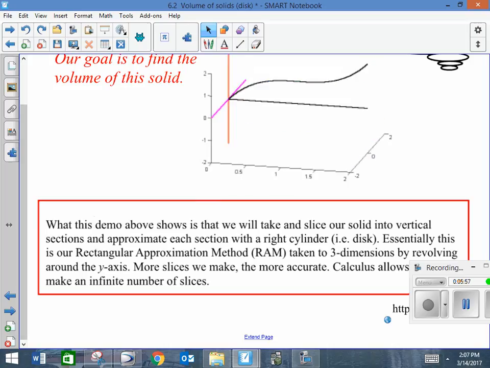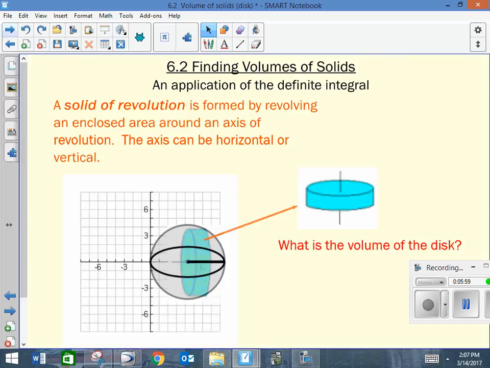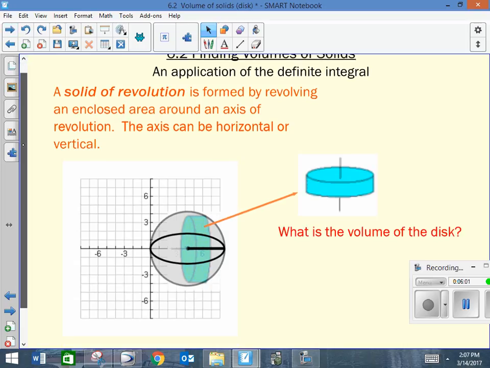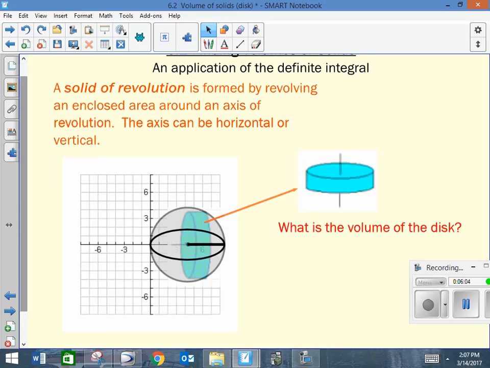Okay, so let's get a move on here. A solid of revolution is formed by revolving an enclosed area around an axis of revolution. So we already talked about that. The axis is either going to be horizontal or vertical, and that is key to the whole problem. So you got to determine that pretty much up front. You just have to think about it. Okay, so how do you find the volume of that disc that I just turned around? How do you find the volume of this?